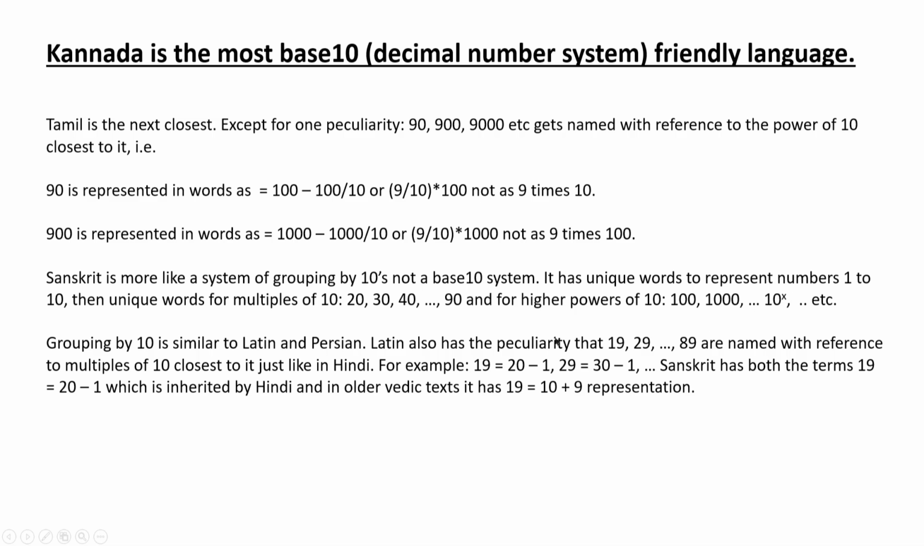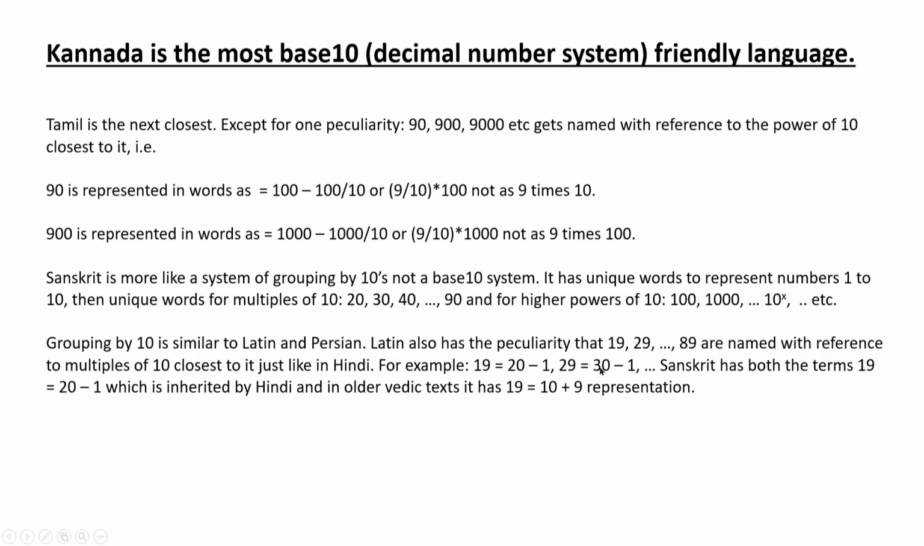So this grouping by 10 in Sanskrit is similar to Latin and Persian. Latin also has other peculiarities like 19, 29, 89. These numbers are named with reference to the multiples of 10 closest to it, just like in Hindi. Actually in Latin, even 18, 28, 88 are represented like that. But in Hindi, only 19, 29, 39 are represented like this. So for example, 19 is represented as 20 minus 1 and 29 is represented as 30 minus 1.